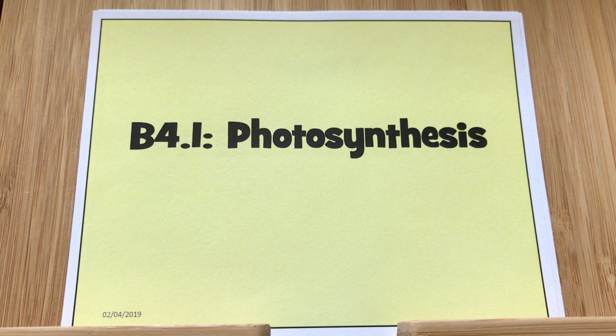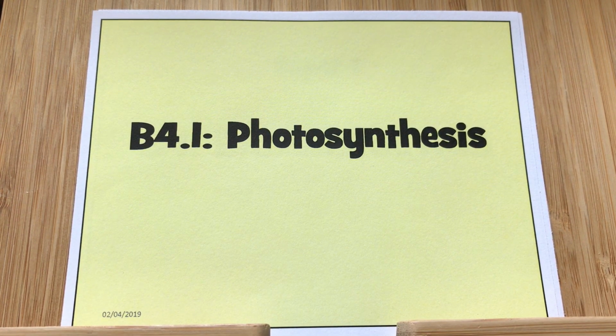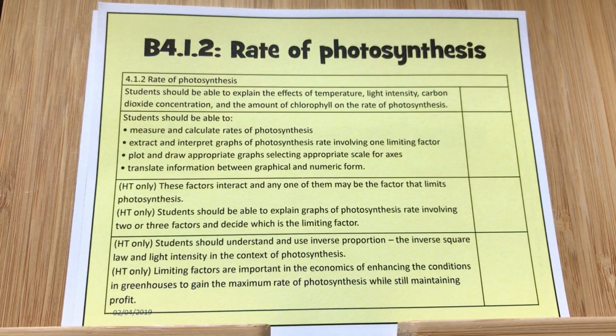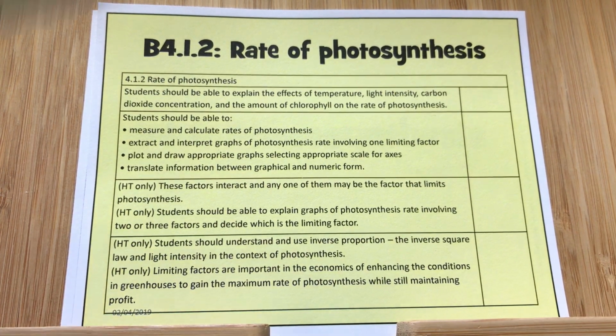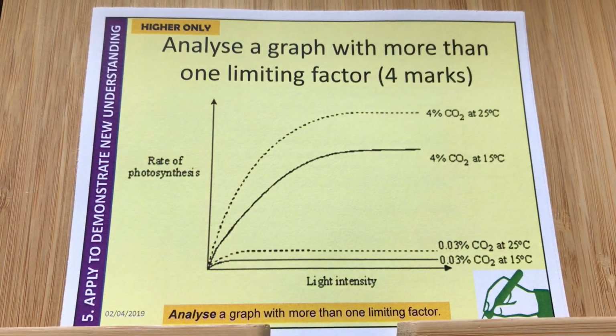This is a B4 bioenergetics video looking at photosynthesis, and we're looking at rate of photosynthesis. Now this is a higher only video, okay? For higher, we need to be able to analyse a graph with more than one limiting factor. Now this is quite tricky.